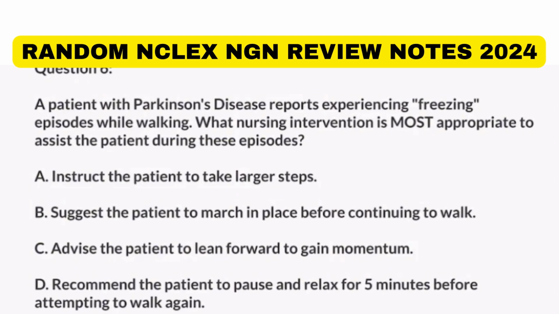Question 6. A patient with Parkinson's disease reports experiencing freezing episodes while walking. What nursing intervention is most appropriate to assist the patient during these episodes? A. Instruct the patient to take larger steps. B. Suggest the patient to march in place before continuing to walk. C. Advise the patient to lean forward to gain momentum.